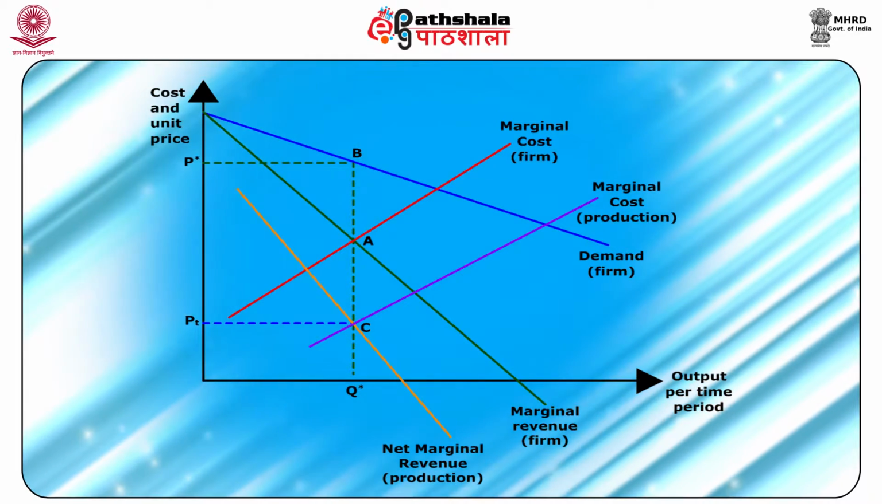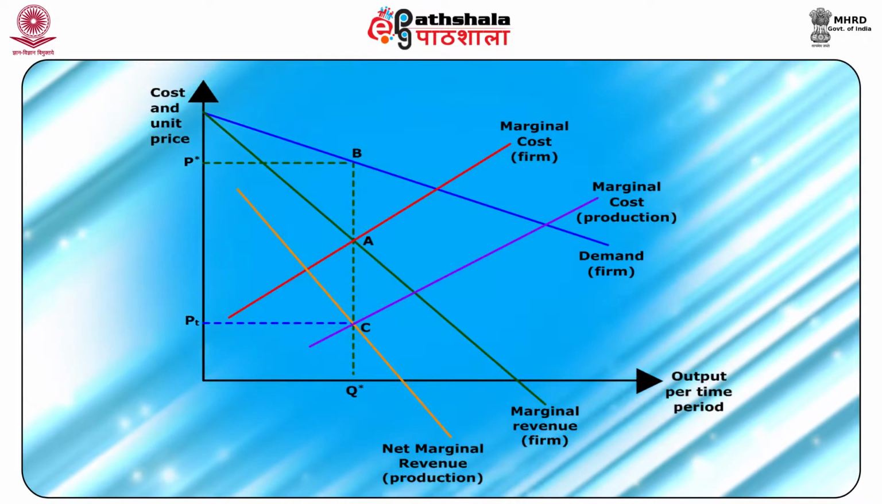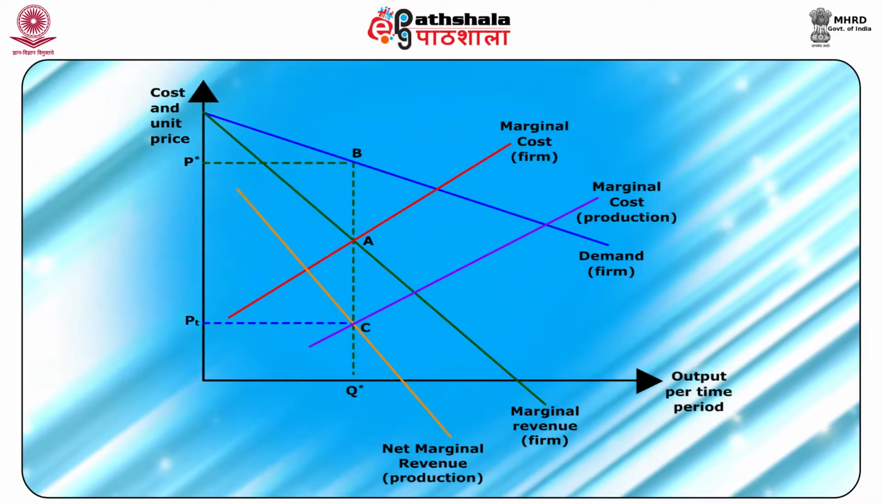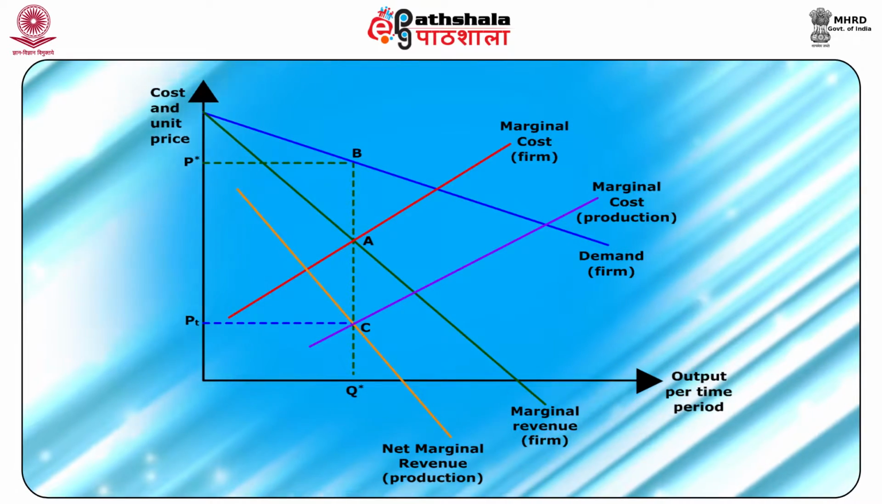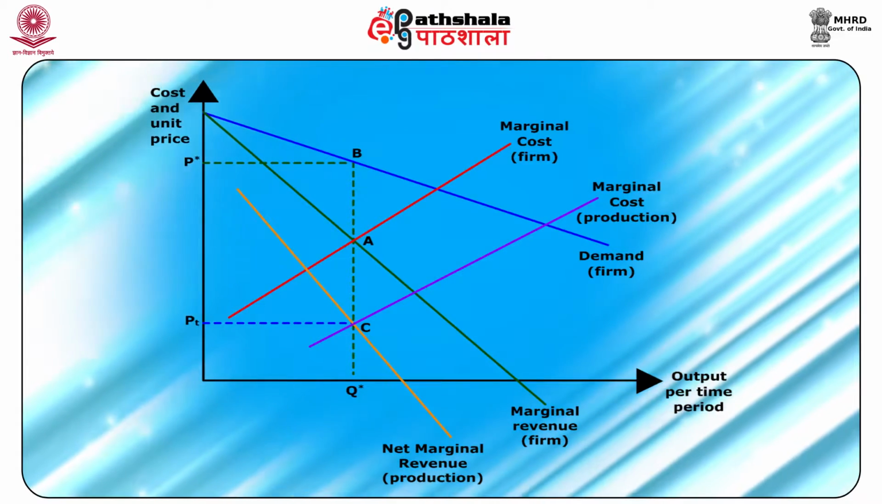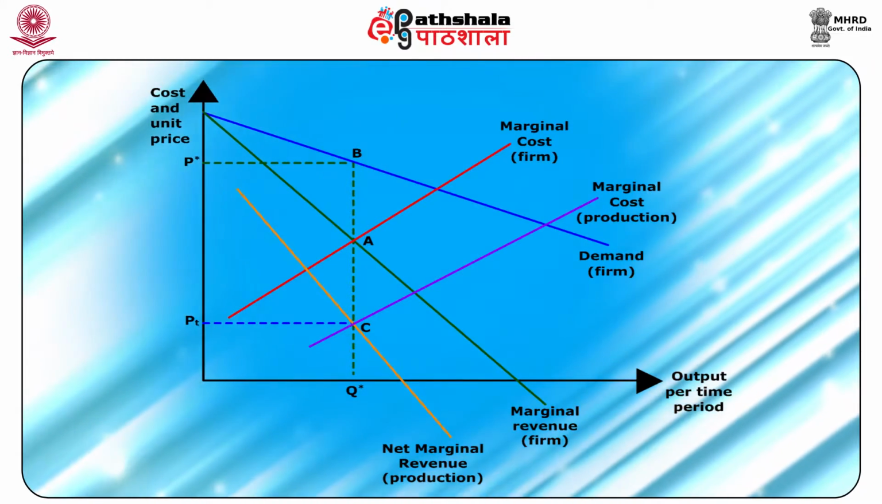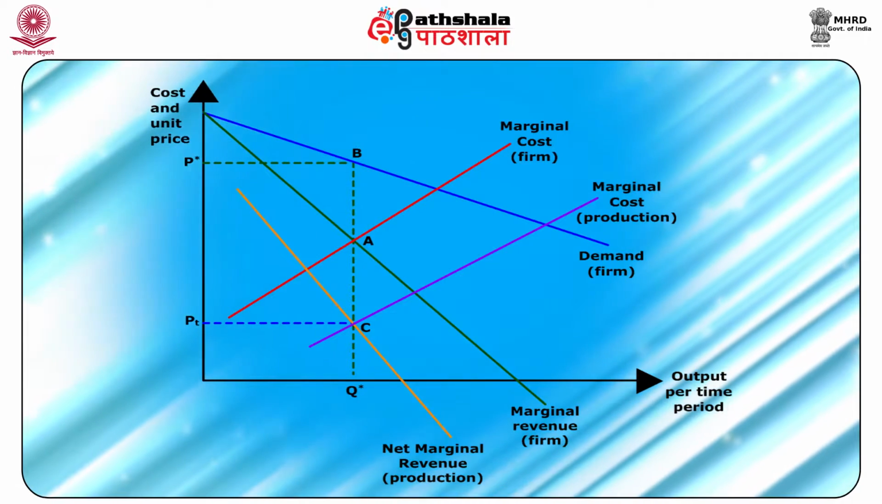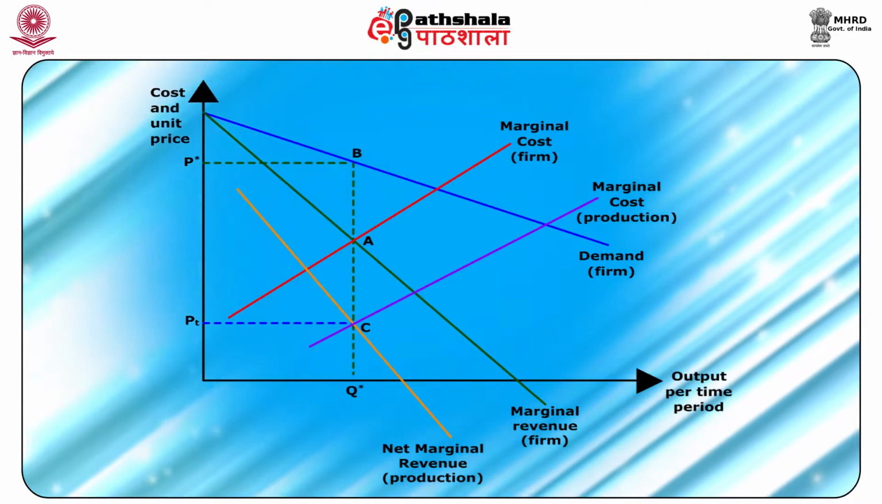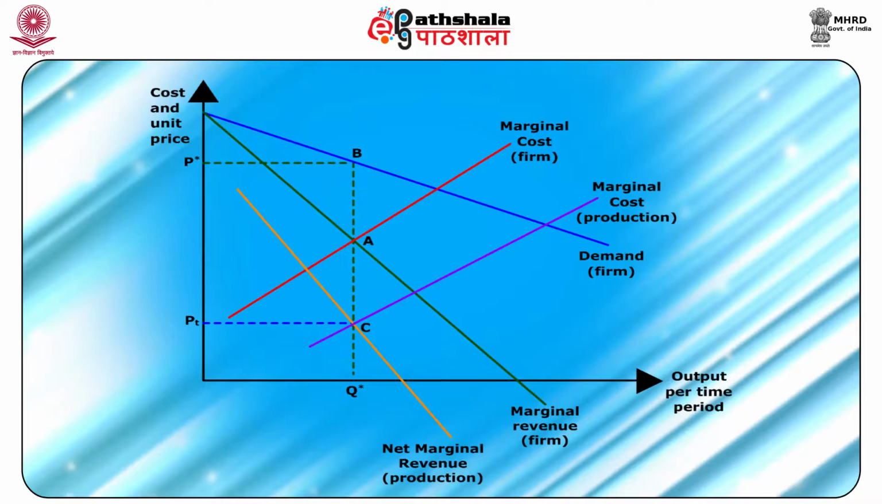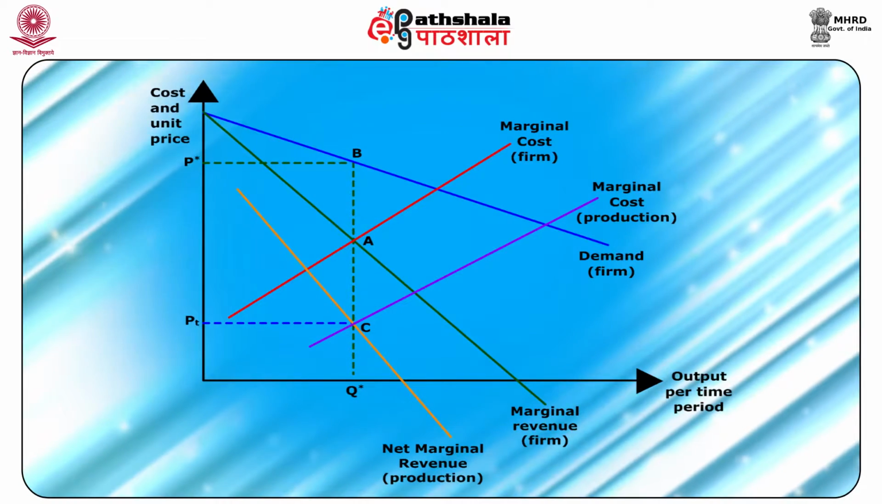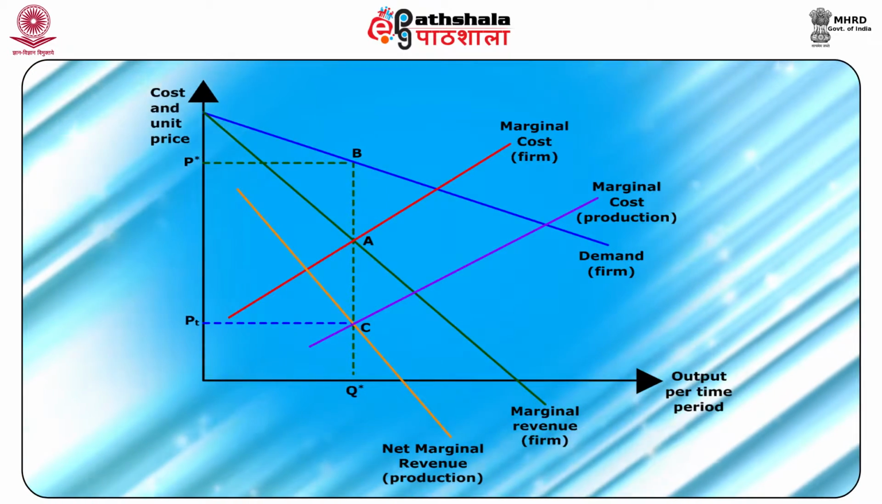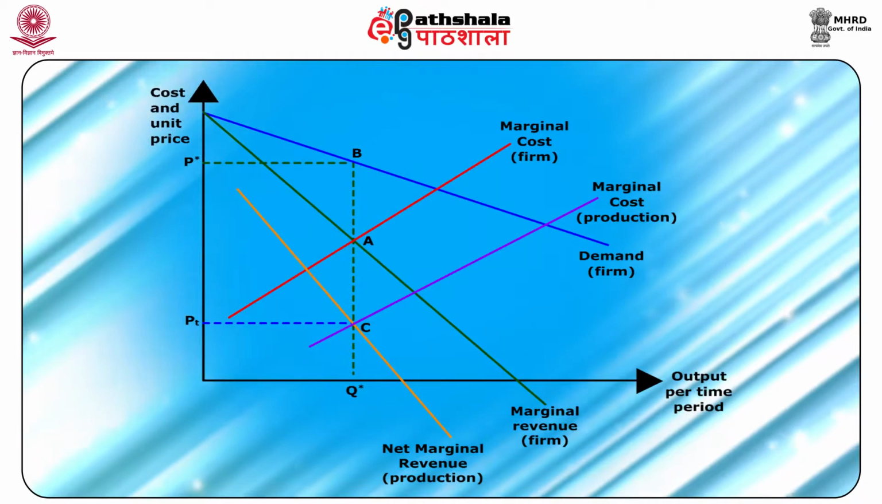On the other hand, the marginal cost curve of the firm, which is upward sloping, the red line, intersects the marginal revenue curve of the firm at point A. But at this point, the price on the firm's demand curve is determined at point B, and at this point the price is P star.